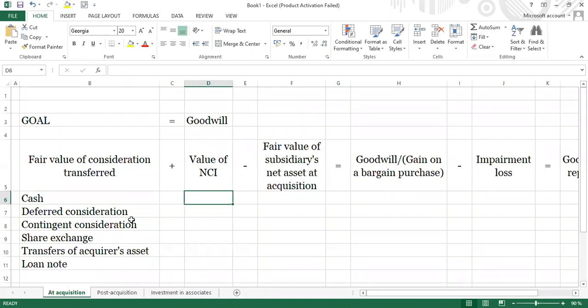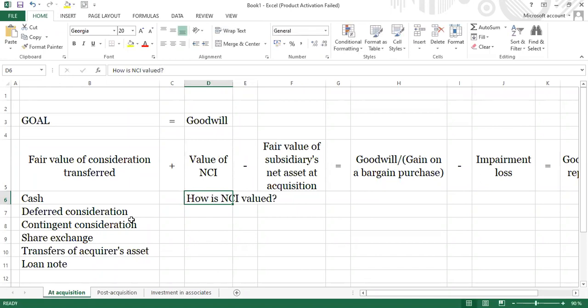The second ingredient for calculating goodwill is value of NCI. Once you hear value of NCI, what you should always probe is how NCI is valued. That will also have an effect at some point in preparation of the income statement. When we get to that point, I will also show you. So it's important for you to know how NCI is valued. So the question here is, how is NCI valued?